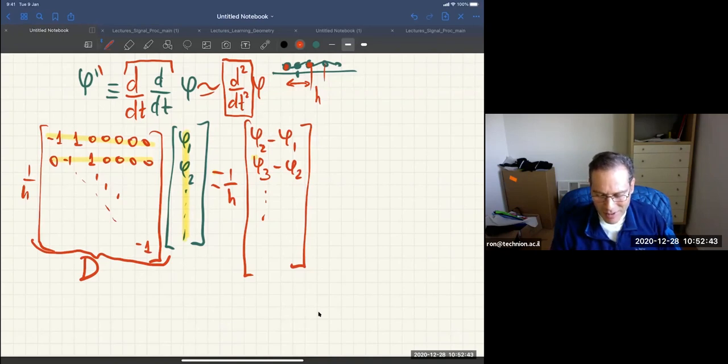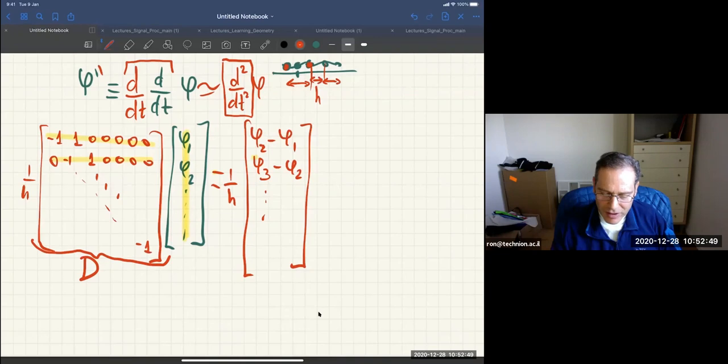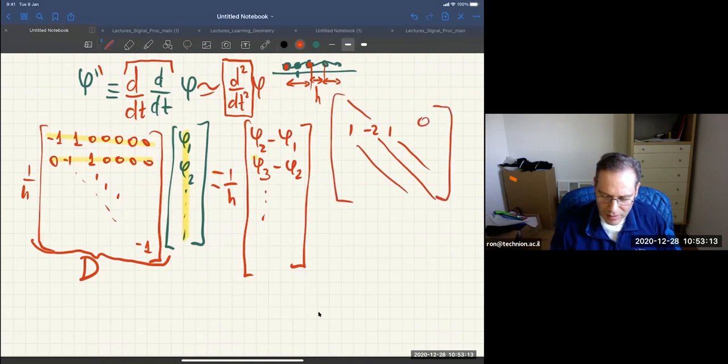Let's first of all look at how it would look. Let's take this derivative minus this derivative divided by h, and this would be my second order approximation, okay? So the stencil that I would use would be one, minus two, one. So it would be minus two along the diagonal and one along the off diagonal, okay? This is how the operator should look.